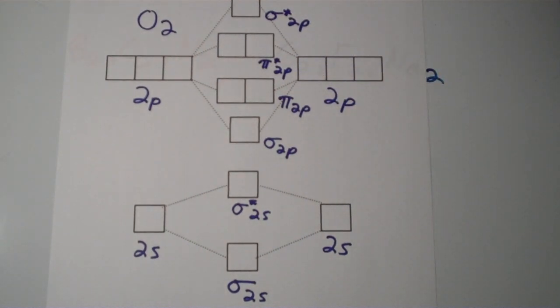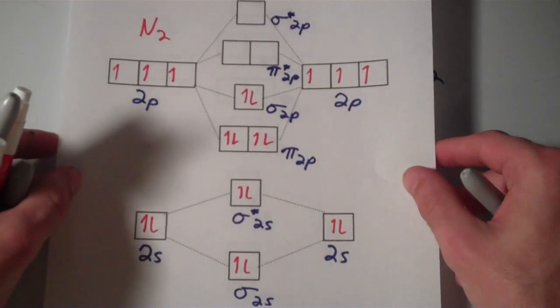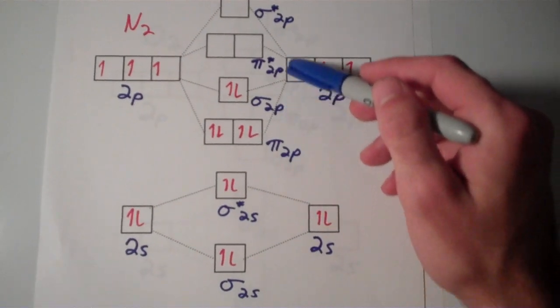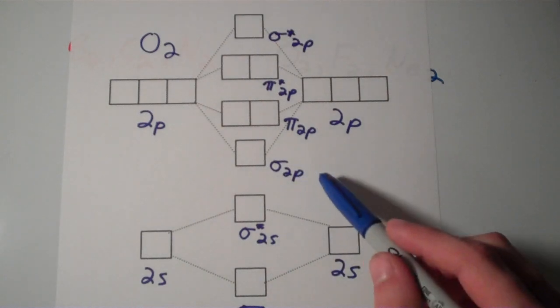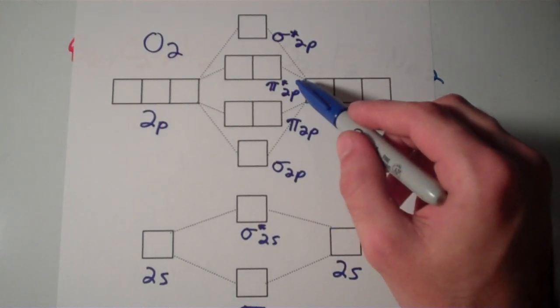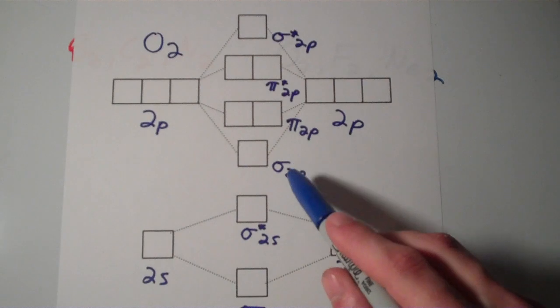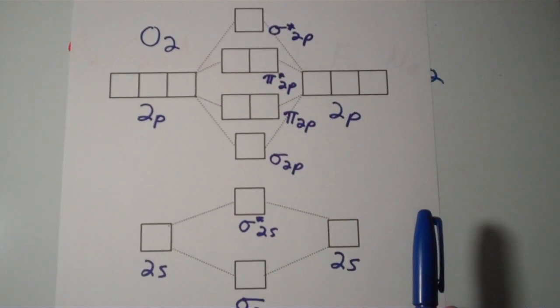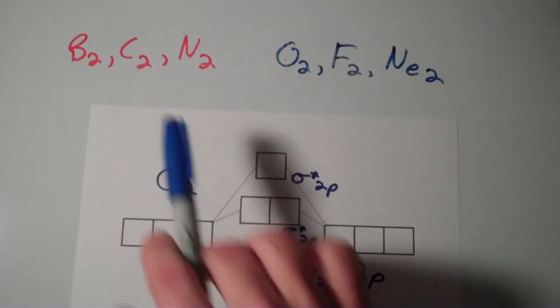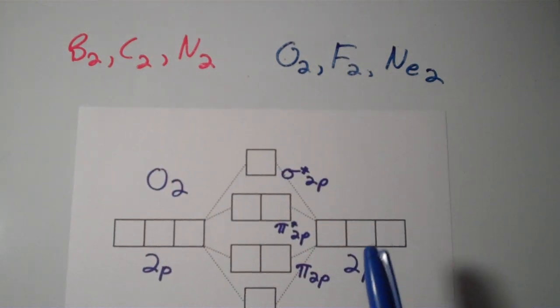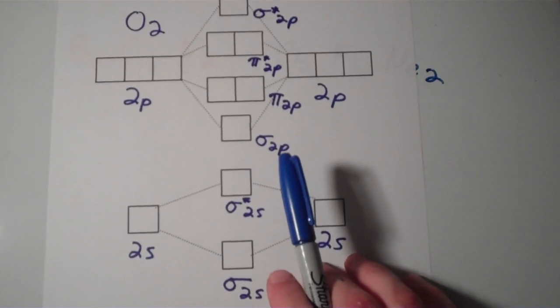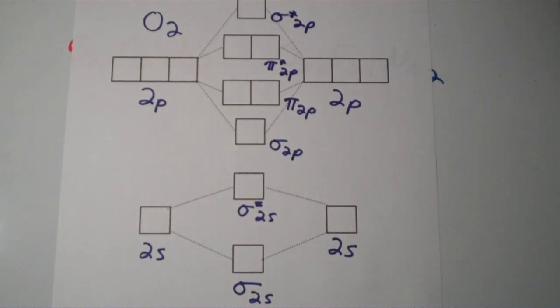So let me go back to nitrogen for a second, just so we can compare. In the N2 molecule, we have pi 2p, sigma 2p, pi star 2p, sigma star 2p. But then in the O2 molecule, we have sigma 2p, pi 2p, pi star 2p, and then sigma star 2p. So instead of the pi sigma, we have a sigma pi sigma. So this is the main difference between boron, carbon, and nitrogen, and oxygen, fluorine, and neon. So let's go ahead and do the molecular orbital diagram of O2.